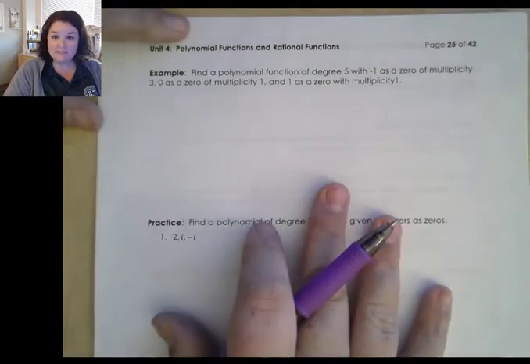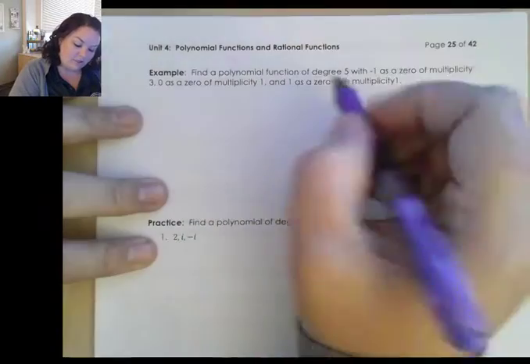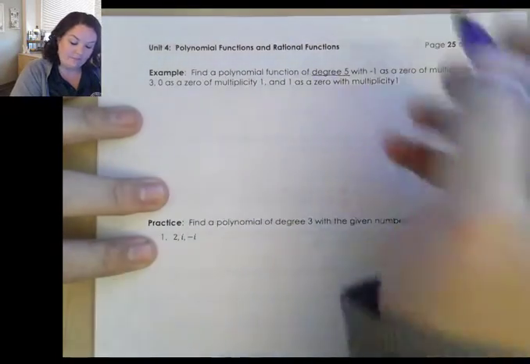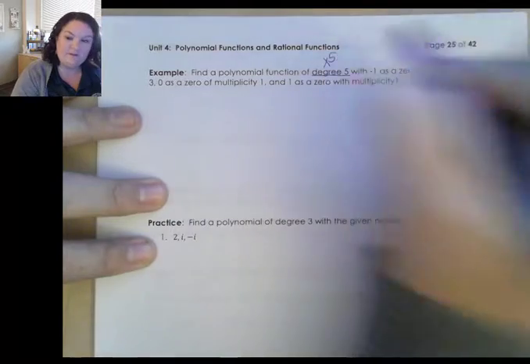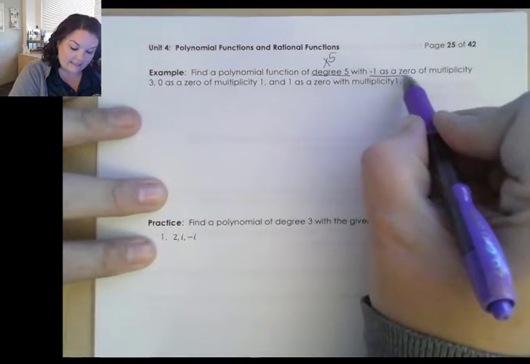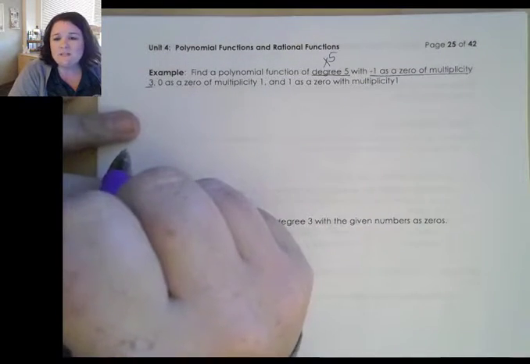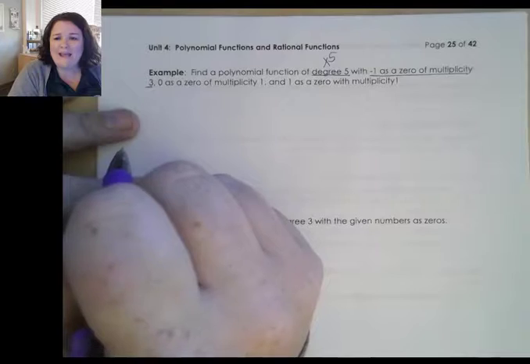On the top of this next page, it says find a polynomial function of degree 5. That means we should be ending up with an x to the 5th power, right? With negative 1 as a zero of multiplicity 3. So I'm going to stop right there. Negative 1 as a zero.